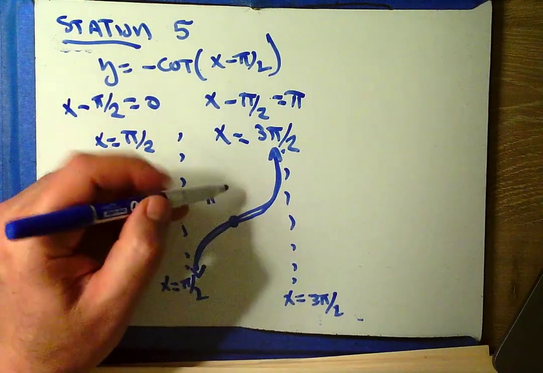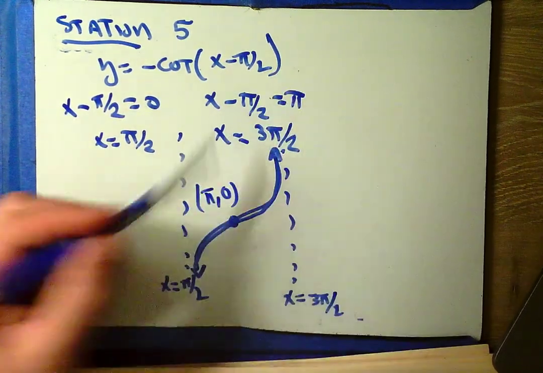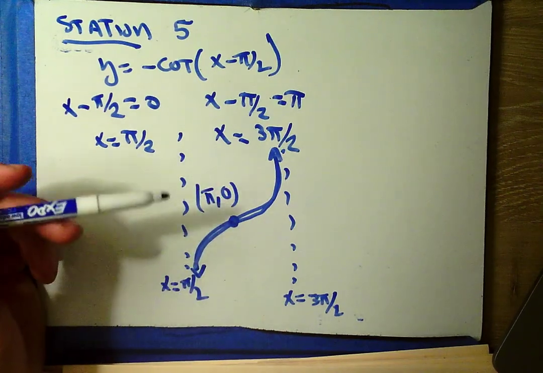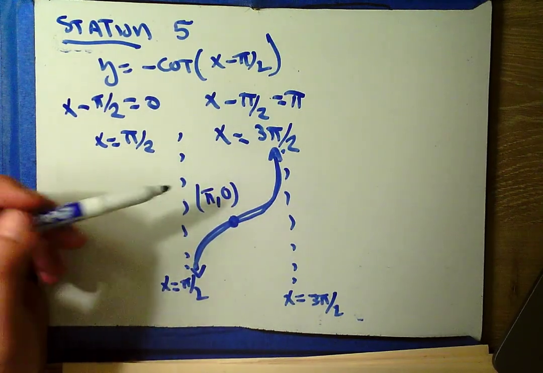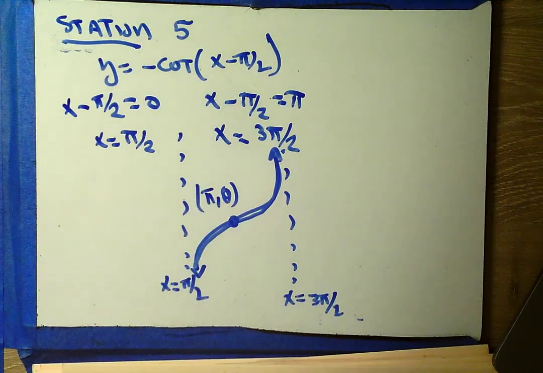Okay? And halfway in between pi over 2 and 3 pi over 2, we're going to find our inflection point. That'll be (pi, 0). Notice there's no d value here, so there's no shift up or down. This remains 0 as a y value, where the reference graph normally has its inflection point. And that's station 5. That's all there is to it.